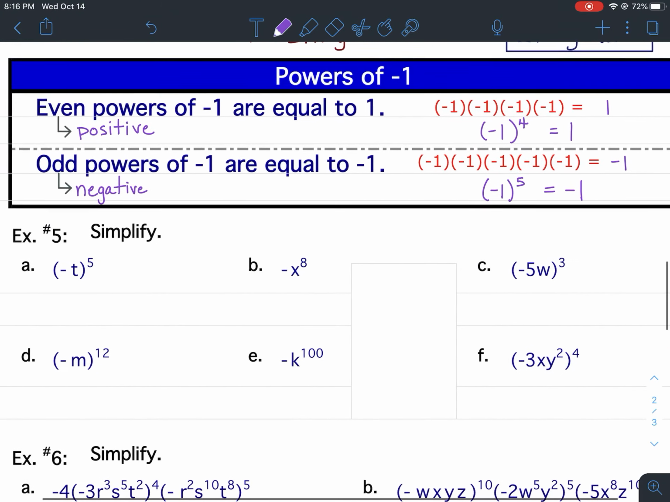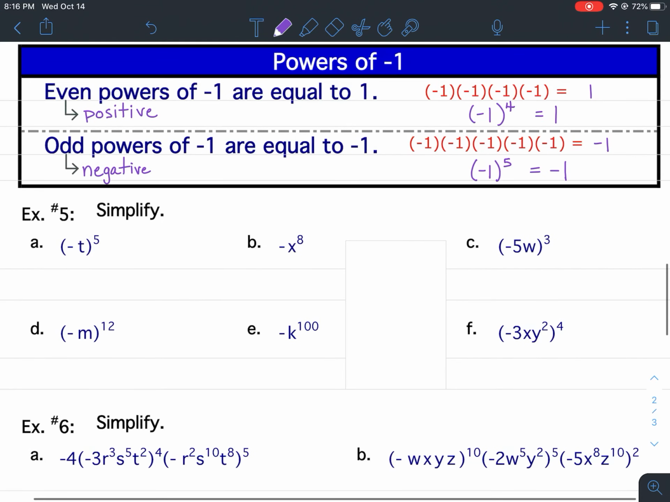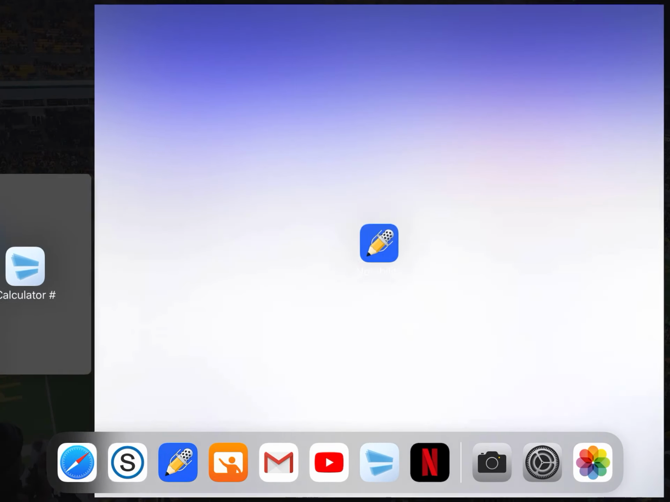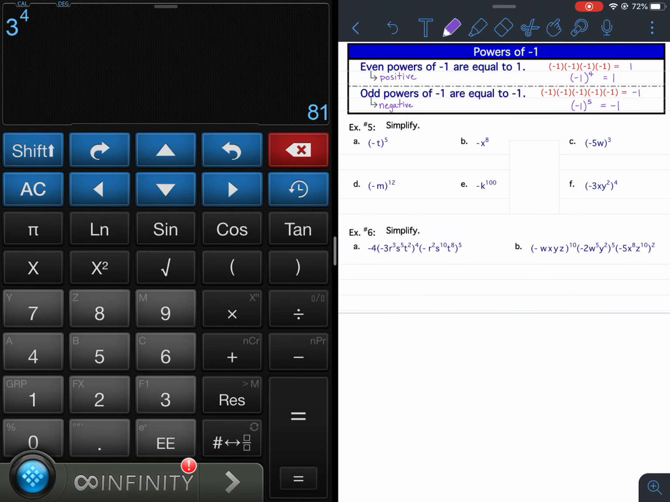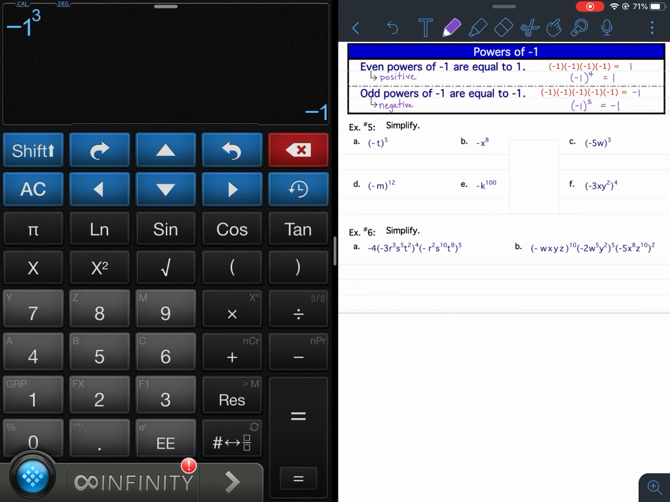The parentheses are extremely important. I told you I'd explain this later, so this is later. The parentheses are important, okay? Let me show you something. If I put in my calculator -1, let's clear that out, -1, and raise it to the 3rd power, -1 to the 3rd power, and hit enter, I get -1.